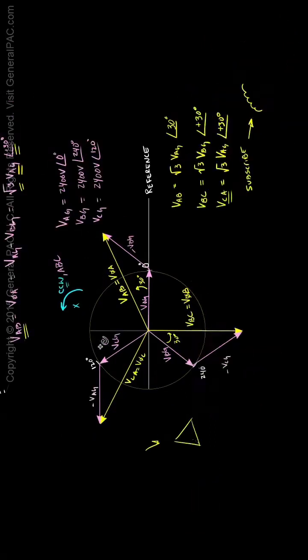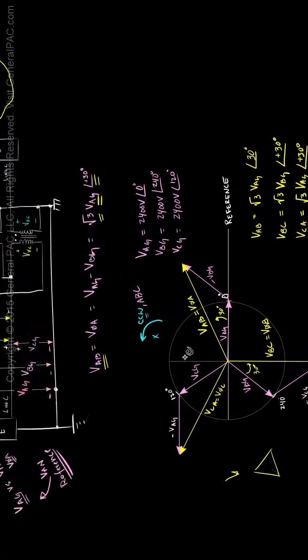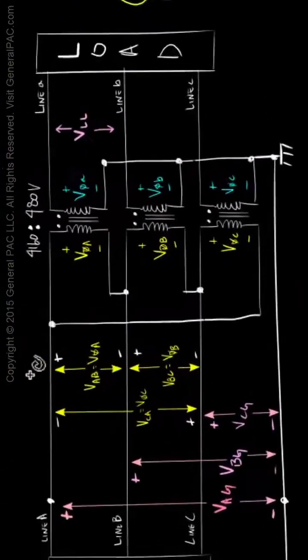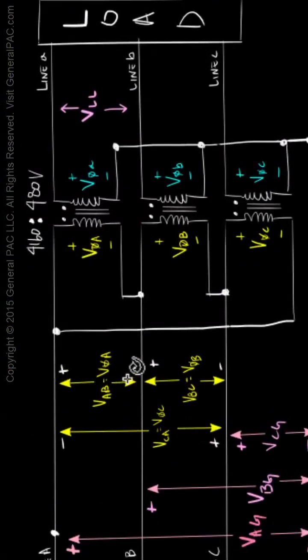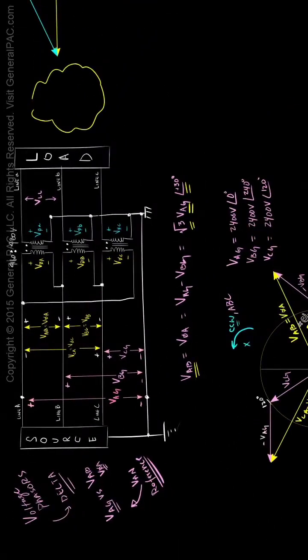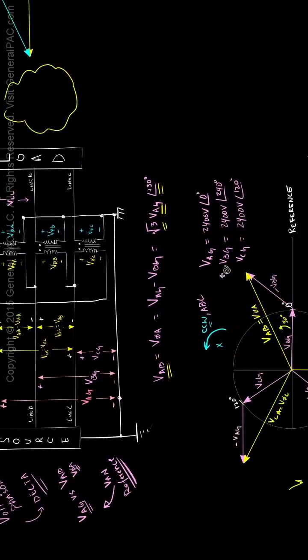Okay, so let me clarify one thing. We said that this is VAB or V phase A, which is the voltage across line A to B, which is the same voltage across phase A winding. Now, since we represented the side as the polarity side of our winding, we're going to represent the polarity side by putting a dot here. For this phasor, this side is the polarity side.